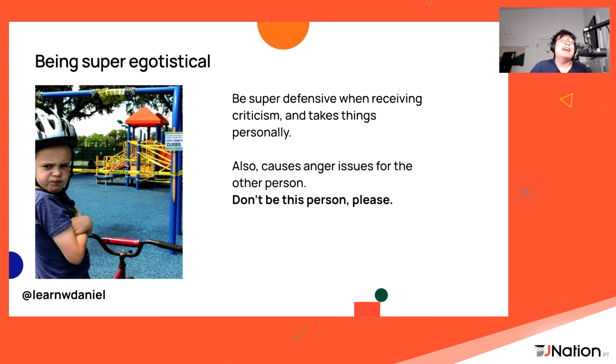But it's really important that you don't take things personally, and you don't get personally offended when someone's like, hey, this could be implemented better, or there's a better way to do something, because it also causes anger issues for the other person when people take things really personally. So please don't be that person that receives design or implementation critiques as personal attacks, because we're all trying to learn from each other when we're pair programming, and it's not productive for anyone if you take things very personally and then you get super upset at the person.